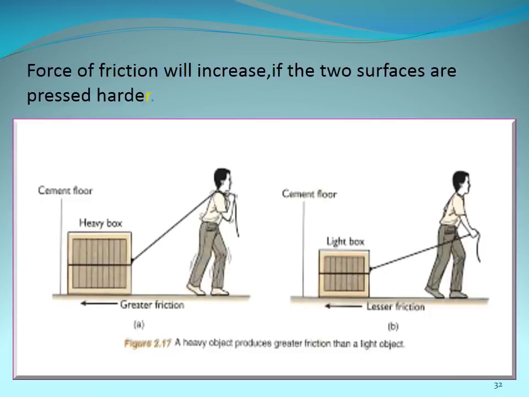Now we are going to consider another characteristic of friction. That is, force of friction will increase if two surfaces are pressed harder. In the picture, we can see that it is very difficult to move a heavy box than a lighter box because heavy box presses harder on the surface and there will be greater friction. So to move the heavy box, we have to overcome that greater frictional force.